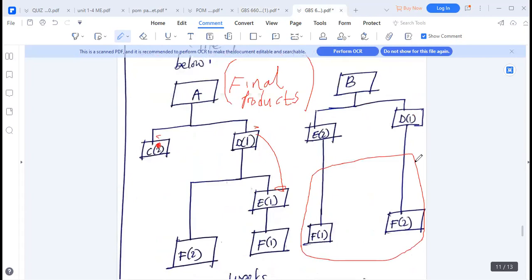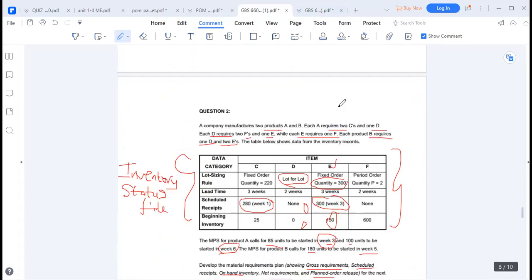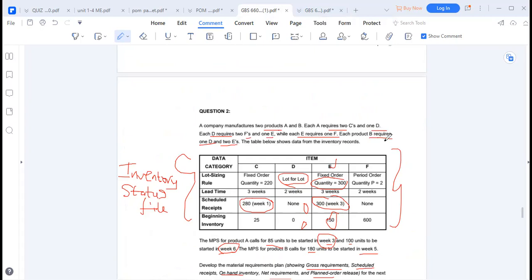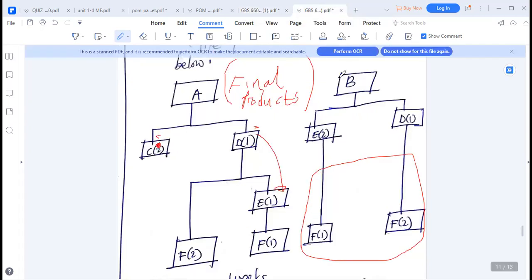This was just for the sake of the diagram for B, because B was only ending at the point where they said each product B requires 1 D and 2 E's. There was no need for extension. So 1 D and 2 E's. That's how come this one D and 2 E's. For B requires 1 D and 2 E's. So this is the reason why this was just an extension.